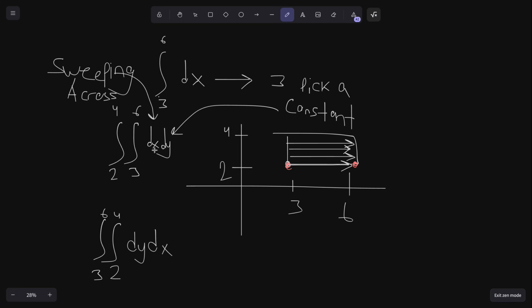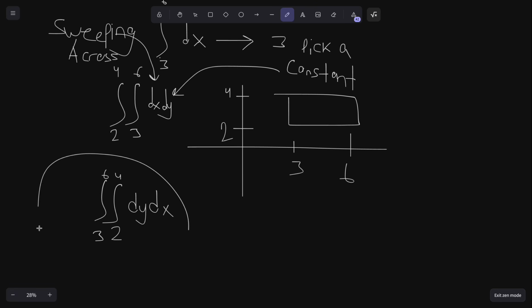So this dy here, a lot of times what people do is they pick a constant y value and they say, okay, if the dy is constant, then what this inner integral is doing is we're just sweeping across at that specific y value. And then we just keep doing it from these y bounds.